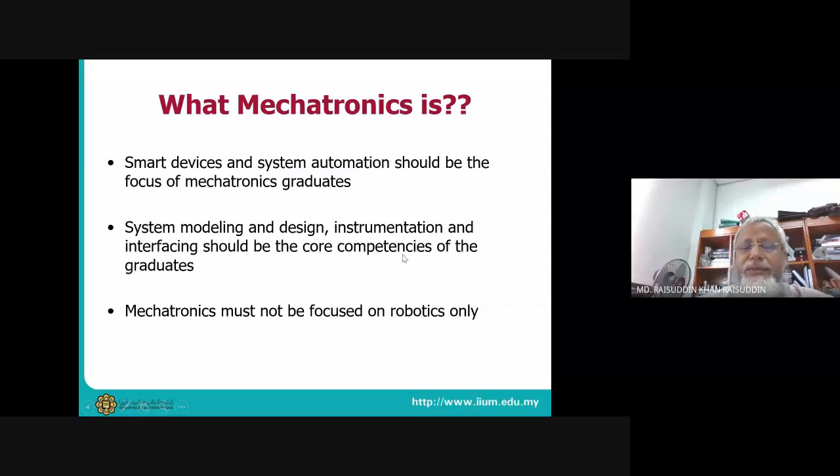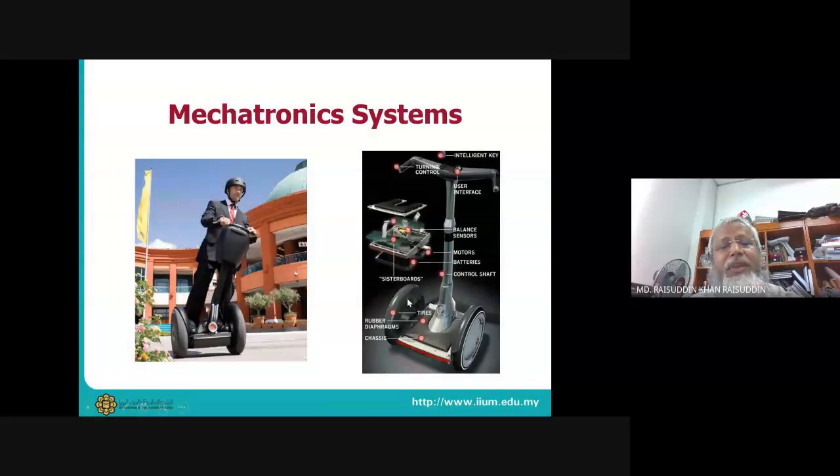System modeling and design, instrumentation, interfacing should be the core competencies of the graduates. Instrumentation is basically related to sensors and how to read out the sensors and connect them with the computer or microcontroller. That is what we call interfacing, because if the sensor is not integrated with the system, then you cannot make it mechatronics. And mechatronics is not just robotics, as I said. Robotics is just one part of mechatronics.